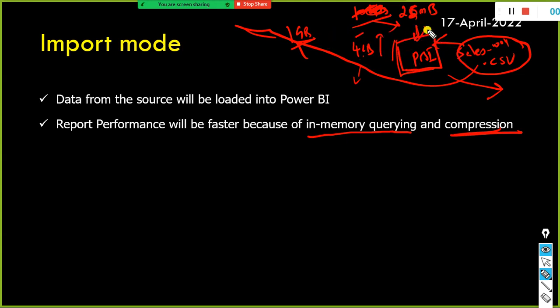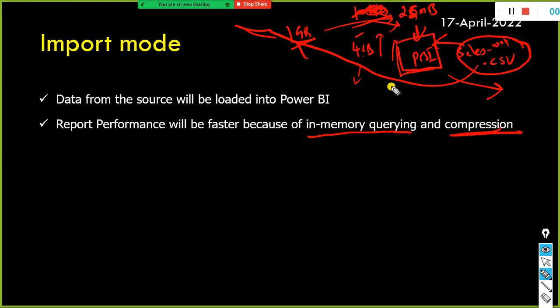But since the compression technique is available in Power BI, it not only loads the data in memory, but before loading it, it compresses the data and loads it into Power BI Desktop. Since the data is available in memory, the report will be pretty fast. If you want to see the sales performance in a column chart or bar chart, you take any chart, the performance will be faster because the data is available in memory.